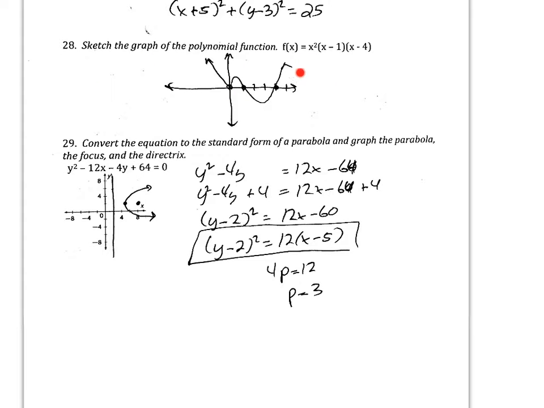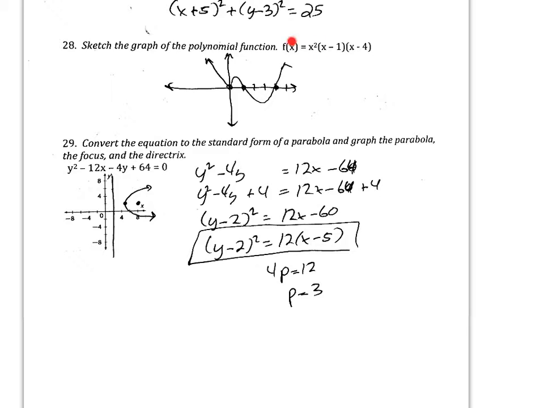28 says to graph this thing. Count how many x's there are. This time there are 4 altogether because that's squared, which means it's even, which means the ends either both go up or both go down. Put your zeros up there. That would be a 0. That's going to be 1. That's going to be 4.